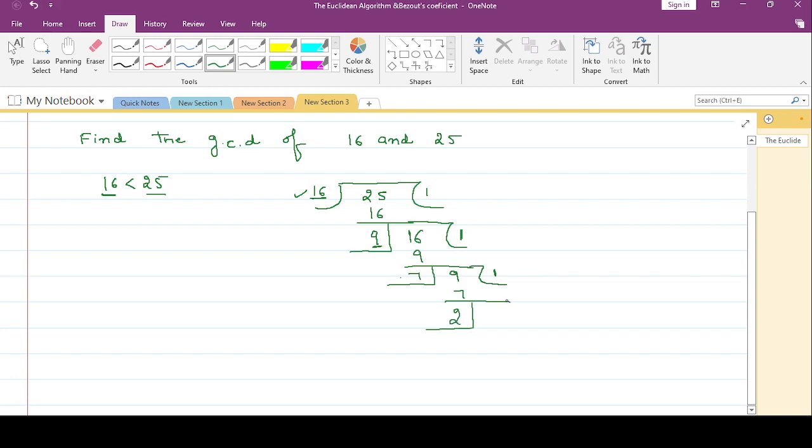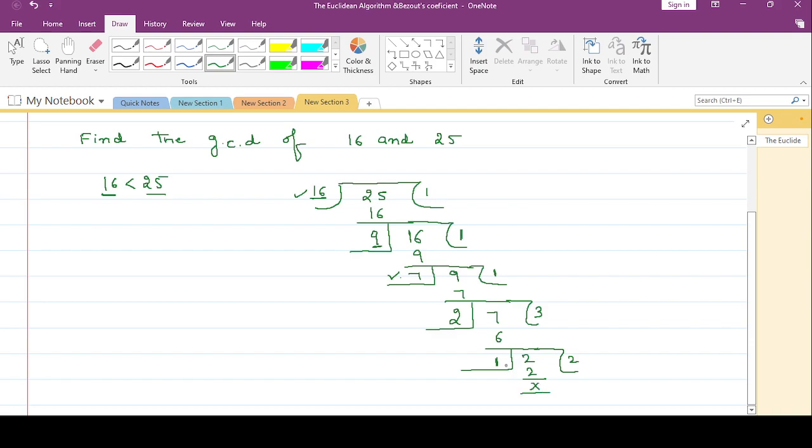Okay, now next time this previous remainder becomes dividend. Okay, so 2 threes are what? 6. Okay, 2 threes are 6. So in the end what do you get here? 7 minus 6 is 1. Okay, so this now becomes the divisor, and the previous divisor becomes the dividend. Okay, so 1 2s are 2.